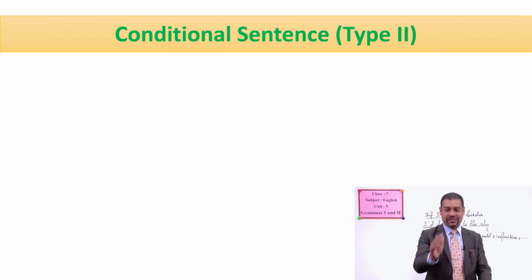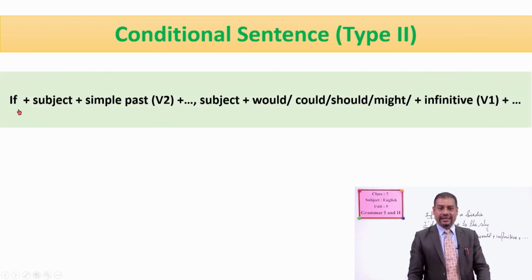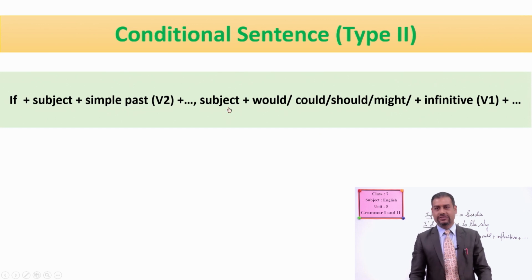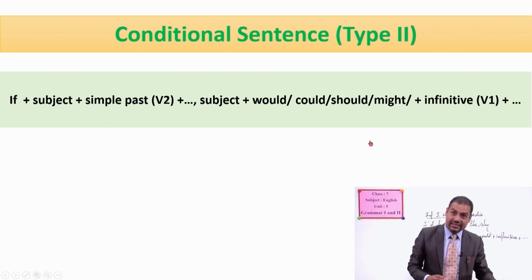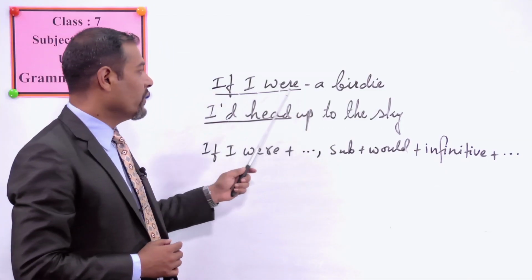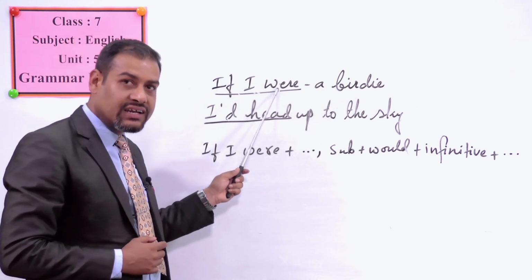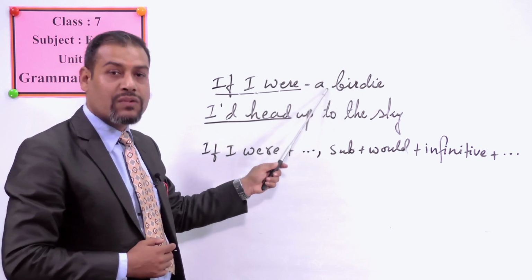Now, your structure should be like this. If plus subject, then there should be plus simple past. You can understand as verb two. And then again plus necessary words, ideas you can write down. And in our another part, you have to write down subject plus would or could or should or might plus infinitive. You can see here, if I were a bird: if plus subject plus simple past, and here the necessary idea is a bird.